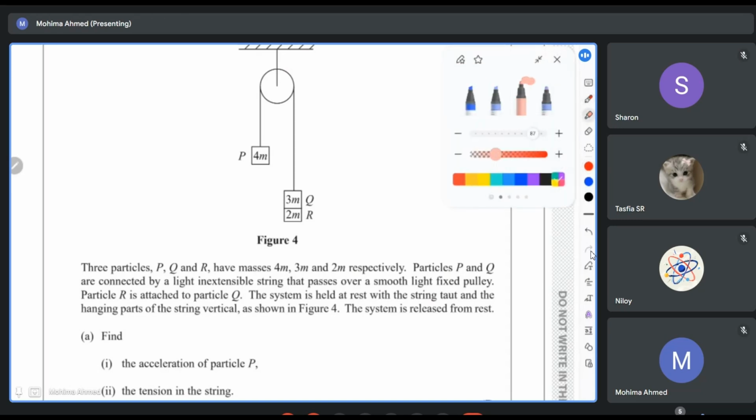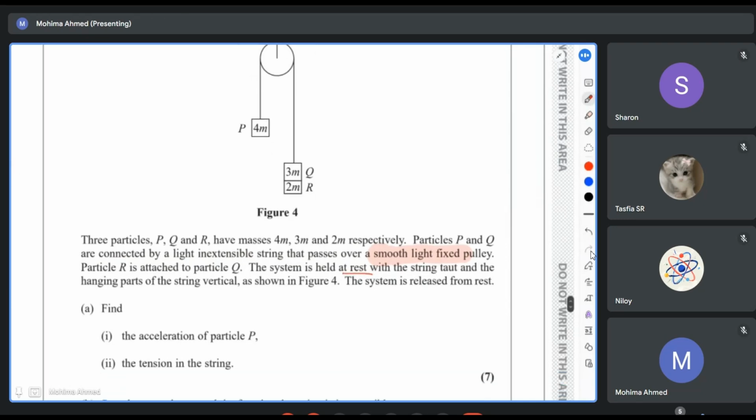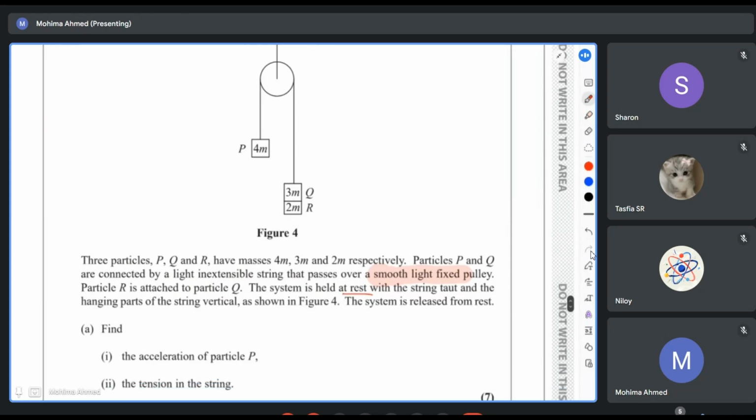This is from the very first chapters, and chapter 1 is not that tricky. Smooth means there is no friction here, and light means the pulley's weight is not taken into consideration for our maths. Light inextensible string. The particle R is attached to Q. The system is held at rest with the string taut and the hanging parts of the string vertical. As shown in figure 4, the system is released from rest. Find the acceleration of particle P.